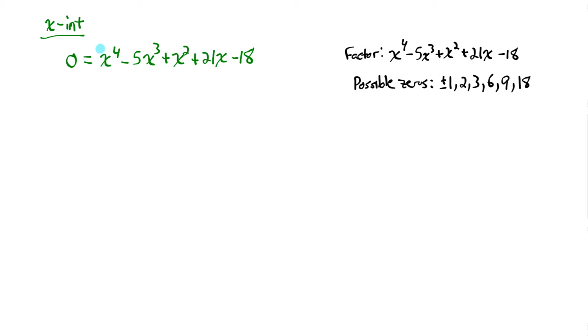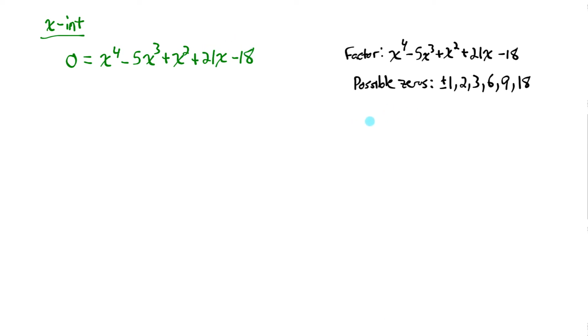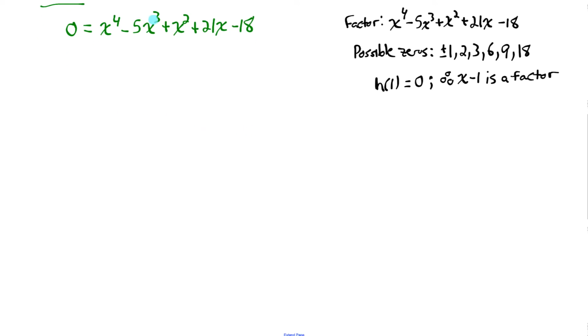So I plugged 1 in for x. I'd have 1 minus 5 is negative 4, plus 1 is negative 3, plus 21 is 18, minus 18 is 0. And by works, I mean it makes it be 0, right? That's the factor theorem. So I would write h of 1 equals 0. Therefore, x minus 1 is a factor. So what we have to do is divide that polynomial by x minus 1. And I'm going to do that with synthetic division.